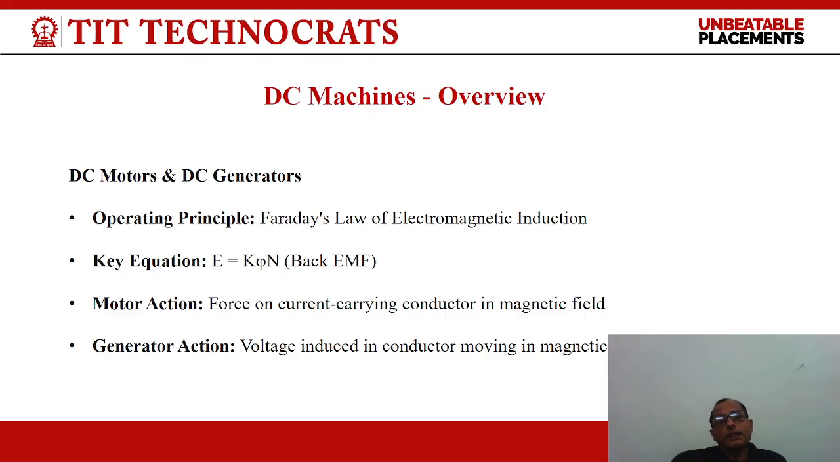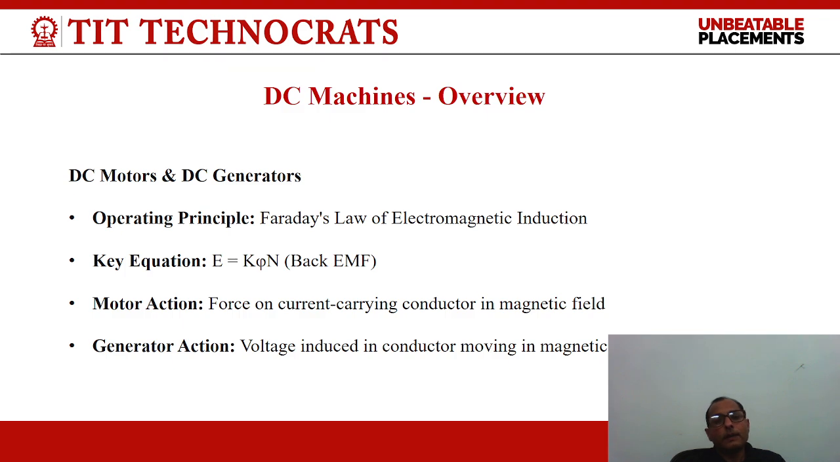If we talk of DC machine, in DC machine we have DC motor and DC generator. DC motor is the one which converts electrical energy to mechanical energy, and DC generator is the one which converts mechanical energy to electrical energy. Both the machines work on Faraday's law of electromagnetic induction.